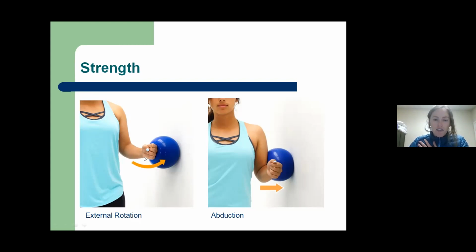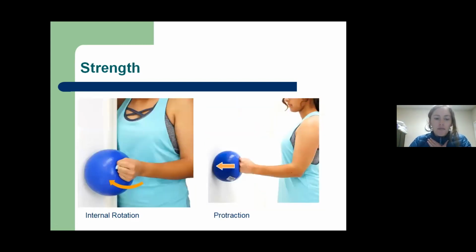Abduction is a different motion. I put these next to each other because they get mixed up a lot. This external rotation, you're rotating that arm out, and abduction is you're trying to bring that arm up away from you. Internal rotation, another rotator cuff movement here. Just being in a doorway and kind of pushing into that door.